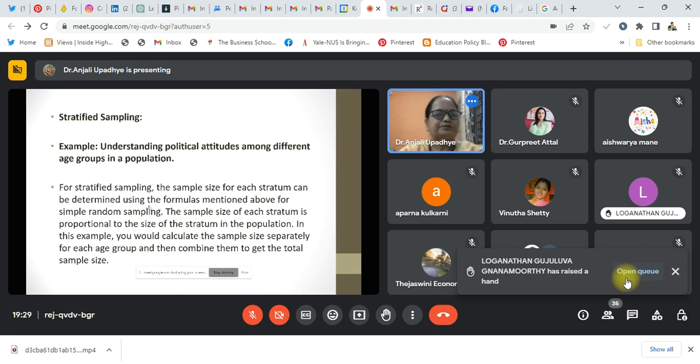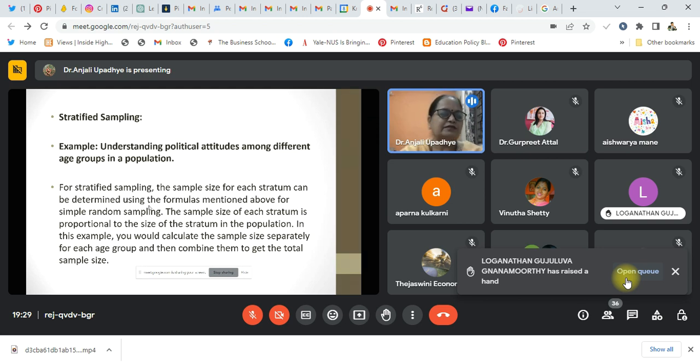Here is one more example, which is stratified sampling. Sometimes randomization alone is not applicable to the data, and we have to go for other sampling methods.